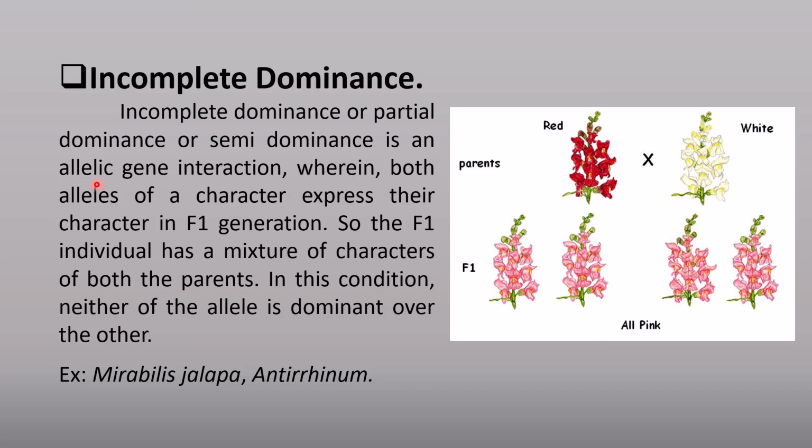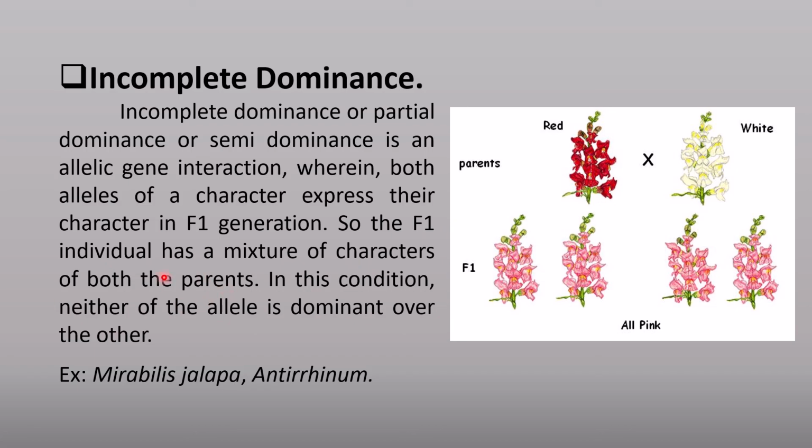That is the allelic gene interaction, whereas non-allelic is where the gene from one particular gene pair interacts with the non-allelic pair. That's about the non-allelic gene interaction, which I'll be discussing in coming classes. Coming back to incomplete dominance, it is also called partial dominance or semi-dominance. It is an allelic gene interaction where both alleles of a particular character express their own character in the F1 generation. So the F1 individual has a mixture of characters of both the parents.